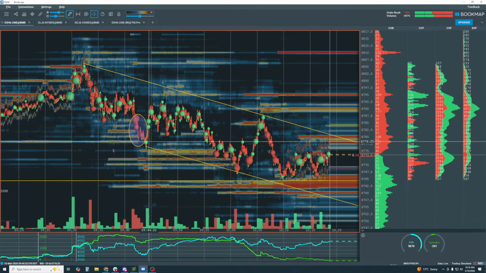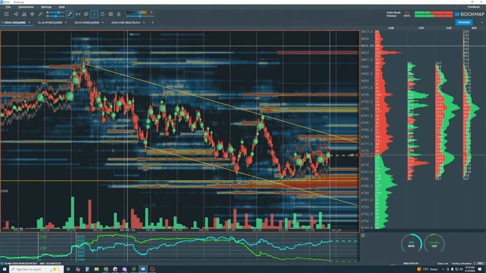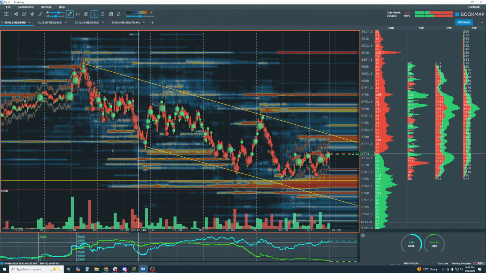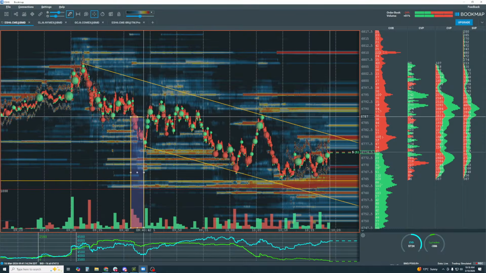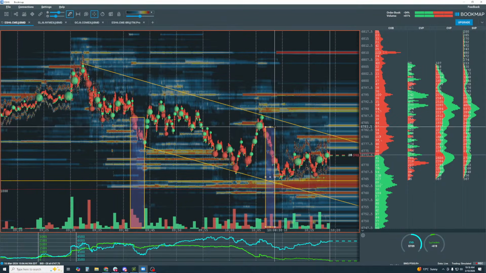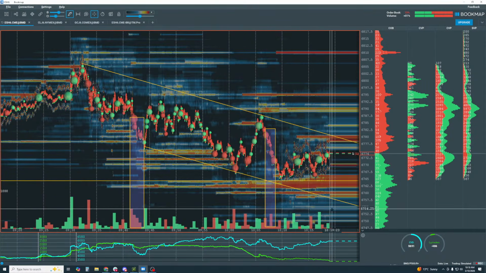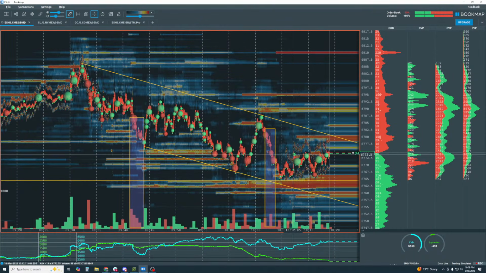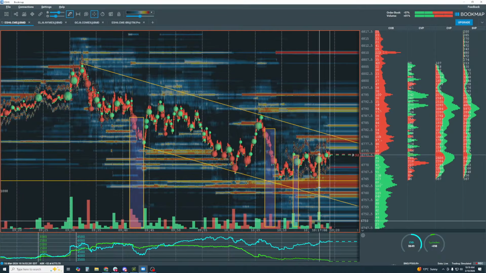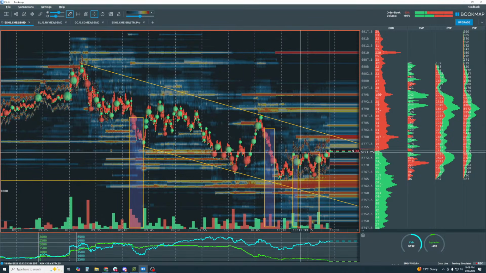One is, let me use the rectangle tool, better. Okay. One is here. And the other cluster is mostly in this area here. There's a couple other little spots in here. And there's some buying just starting to come in here. Okay, so this is the back and forth right now.